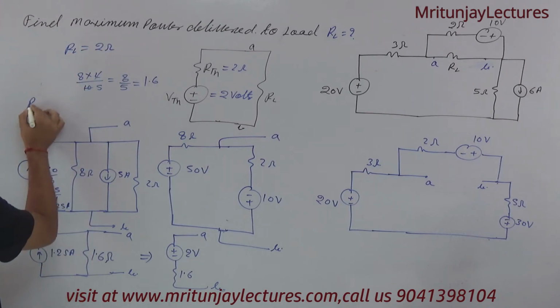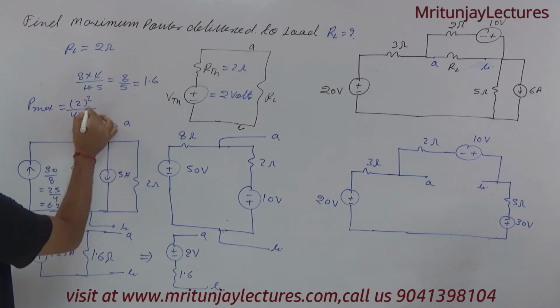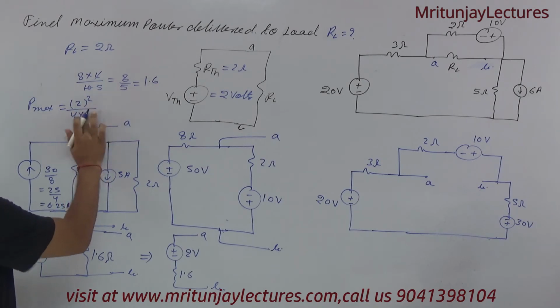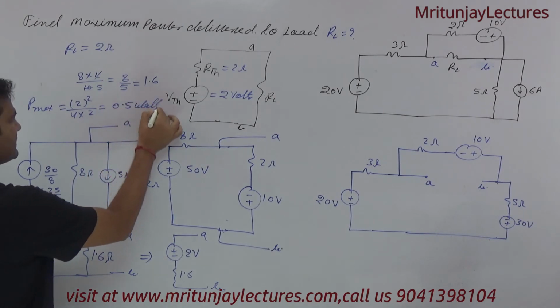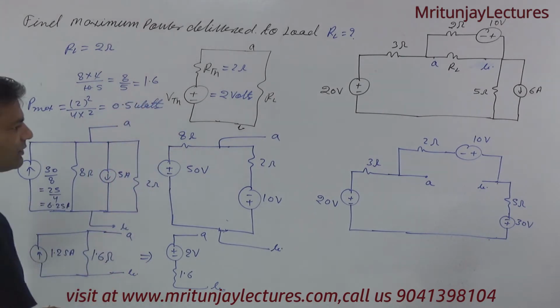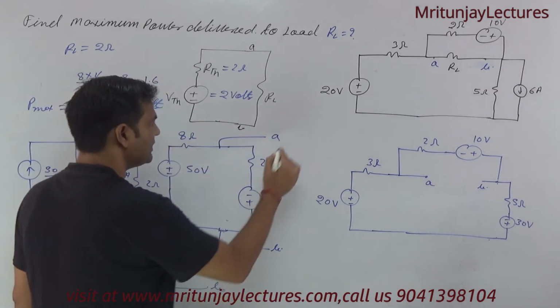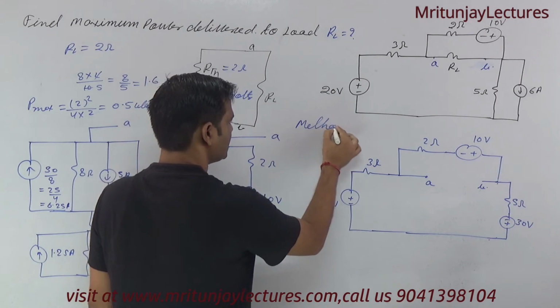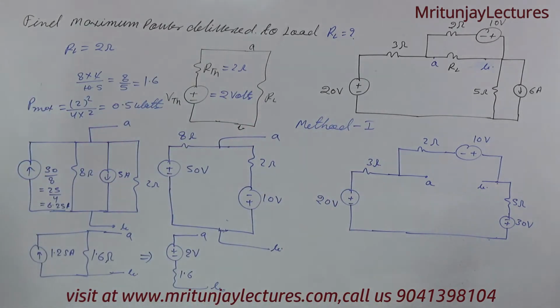So P max is V square, that is 2 square divided by 4 into RL or RTH, that is 2. So that is 0.5 watt is the final answer. Okay, and you can solve another method. This is the first method with the help of source transformation. Now this question we solve by another method.